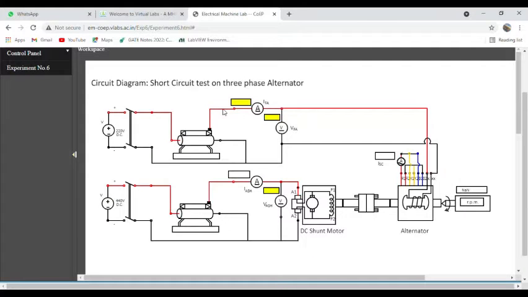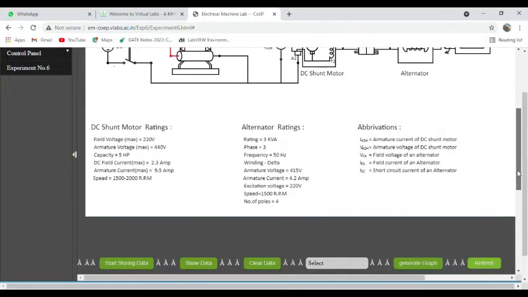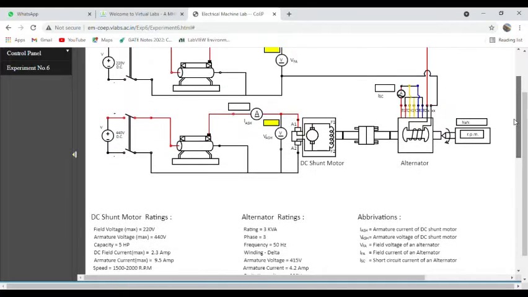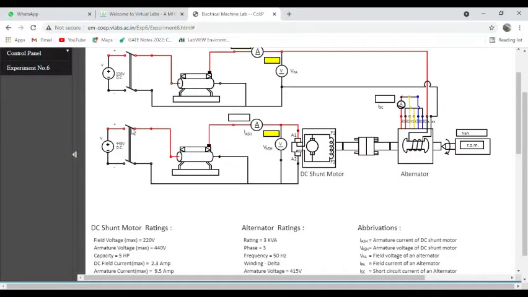And this is the short circuit test on a three-phase alternator. The short circuit test provides information about the current capabilities of synchronous generators. It is performed by driving the generator at its rated speed when the terminals of the armature winding are short circuited.